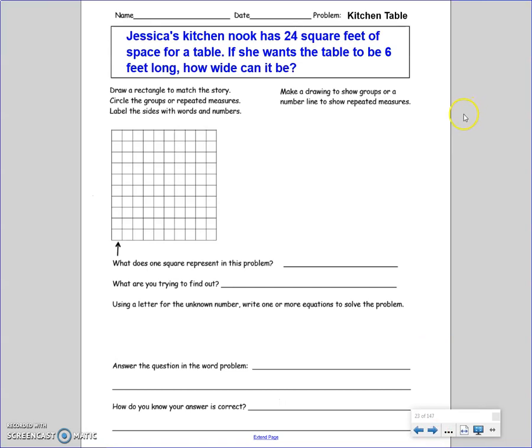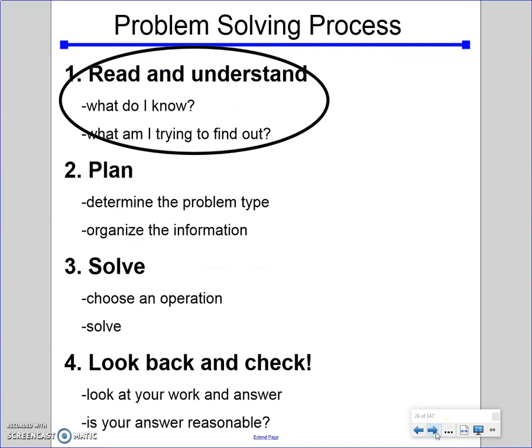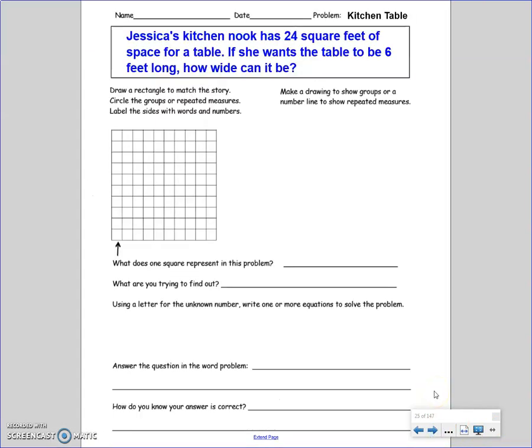Here's the problem we're going to solve together today. Jessica's kitchen nook has 24 square feet of space for a table. If she wants the table to be 6 feet long, how wide can it be? We're going to start with step 1 by reading and understanding the problem. So third grade, let's look at this problem and think, what information do they give us? Jessica's kitchen nook has 24 square feet of space for a table. If she wants the table to be 6 feet long, how wide can it be?